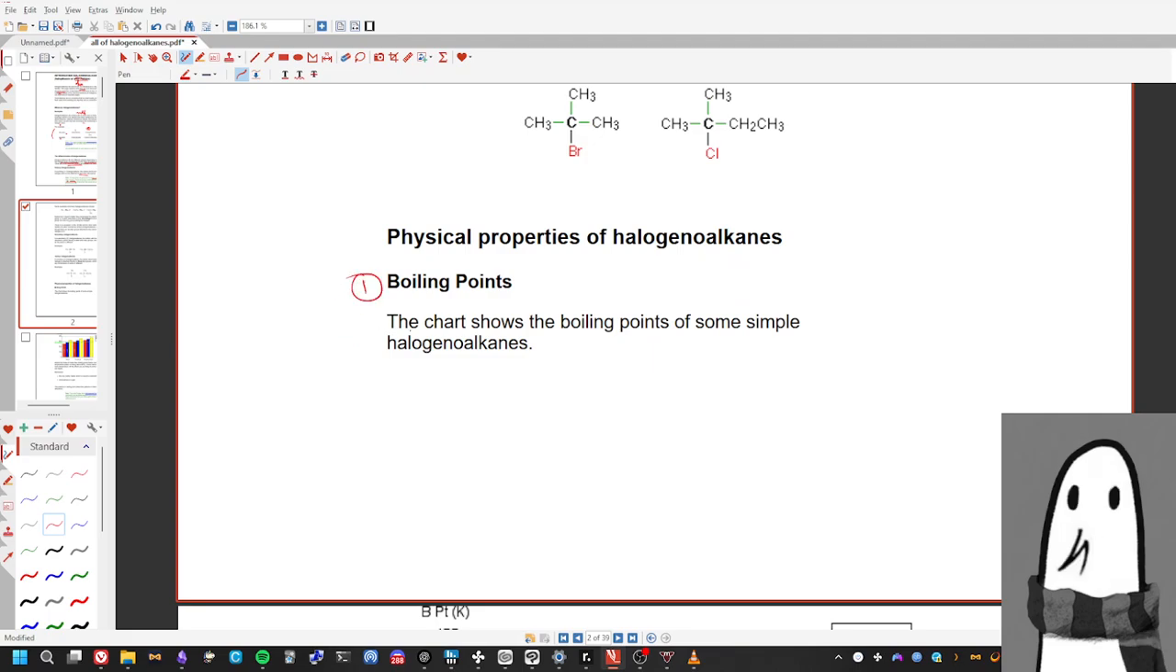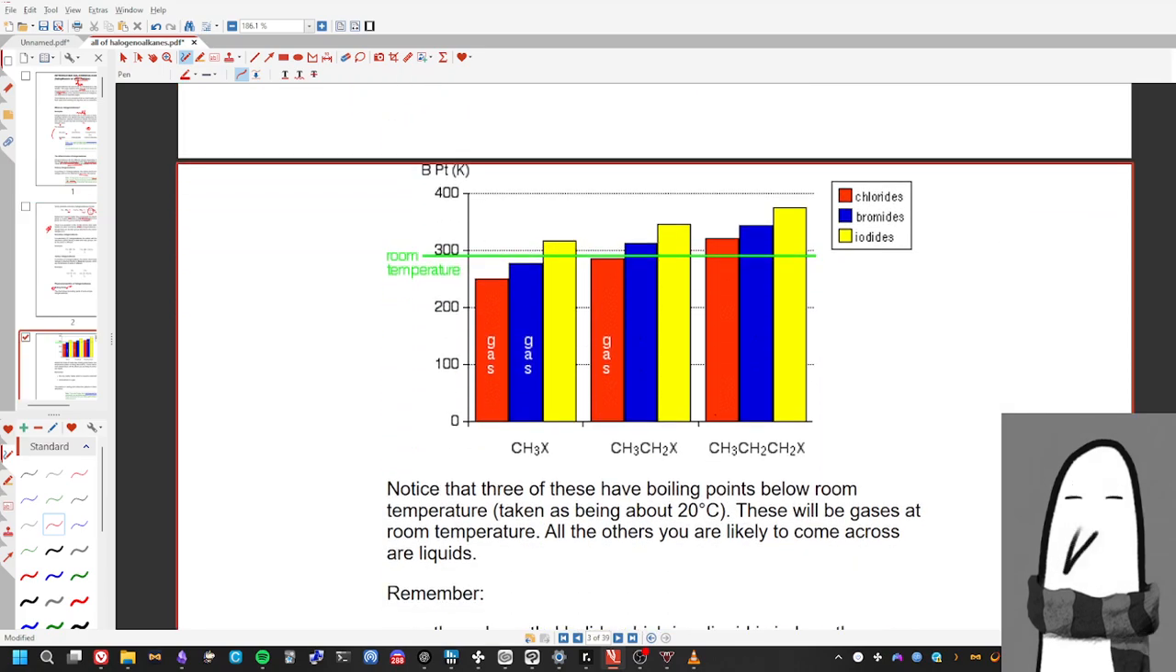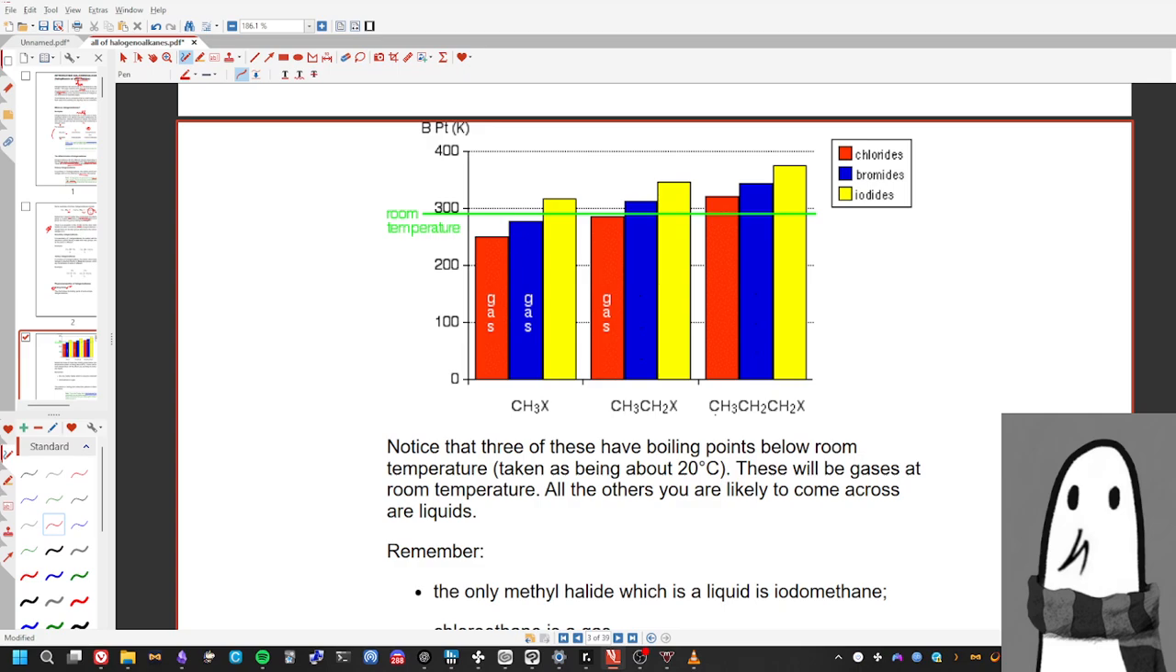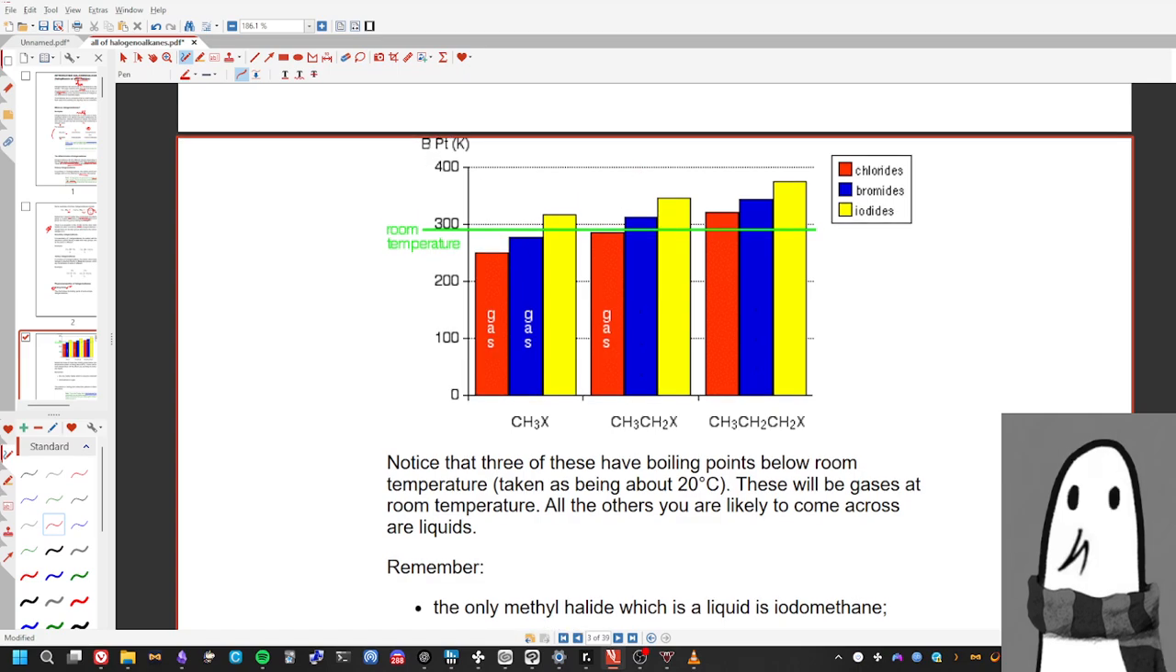The first physical property that we're going to be looking at is your boiling point. Usually your physical property is going to be your dependent variable. It's what changes, and what you change which causes that change is going to be shown. Over here we're noticing two different independent variables and one dependent variable. The dependent variable is going to be your boiling point. Your independent variables are going to be, one, the length of the molecule. Again, X is going to be your halide, and then the type of halide used.